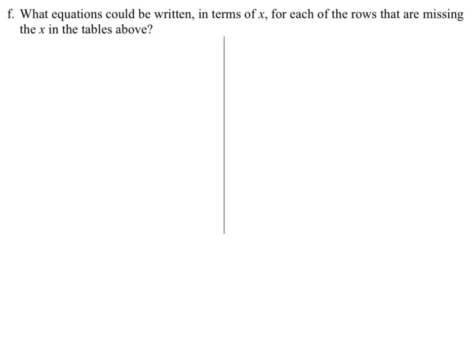So we're going to do the same thing with these equations as we did on the equations we had on A and B. So what equations can be written for each of the rows that are missing x in the tables above? So on table D, I had y equals log of x. I'm just going to rewrite this in exponential form, and I can say x is equal to 10 to the y. That would be my equation on D.